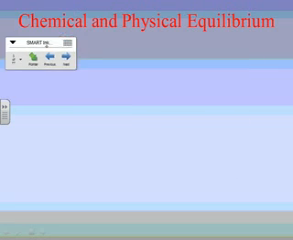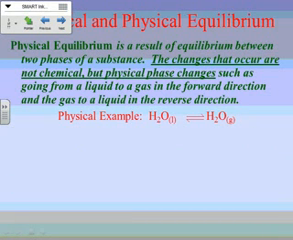Chemical versus physical equilibrium. Physical equilibrium is a result of an equilibrium between two phases of a substance. There's not a chemical change happening here, it's just a physical change that's going back and forth. An example of that would be the dissolving example that I just gave you, because that's just a physical change when something dissolves. So once the reaction occurs and you have your precipitate sitting at the bottom of the mixture, that example of dissolving and undissolving is really just a physical change at that point.